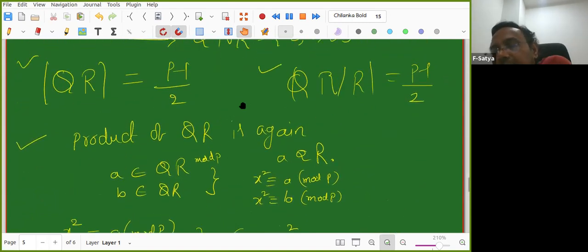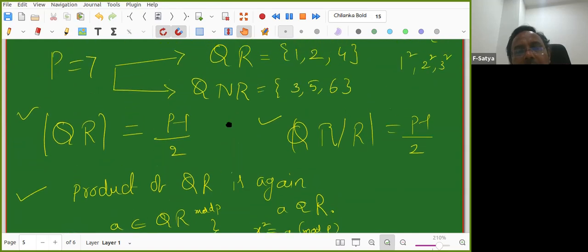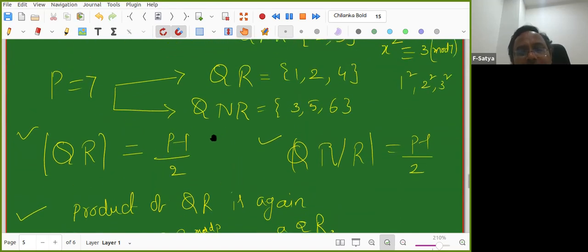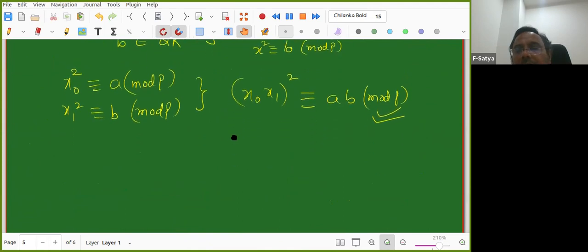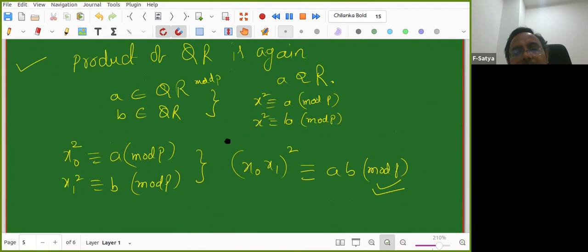Any other? Then automatically, when p is of the form 4k plus 1, the cardinality of quadratic residues is even. Good. So now, can somebody help me prove that the number of quadratic residues is exactly (p minus 1) by 2?